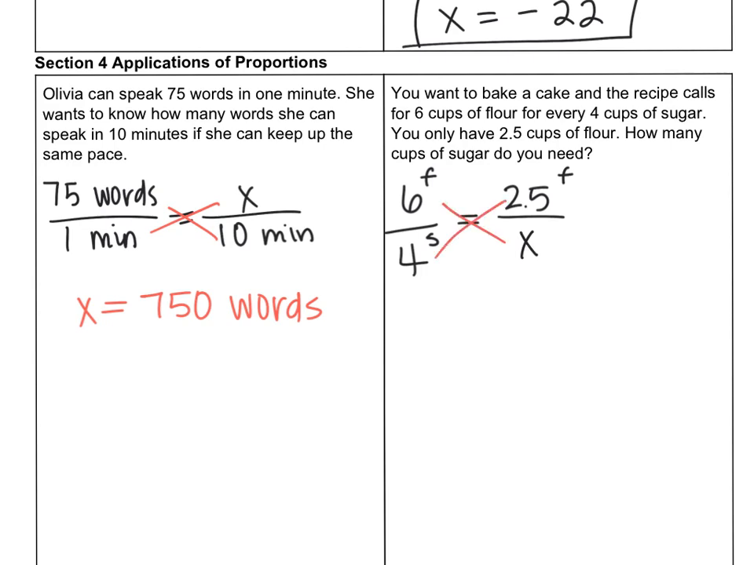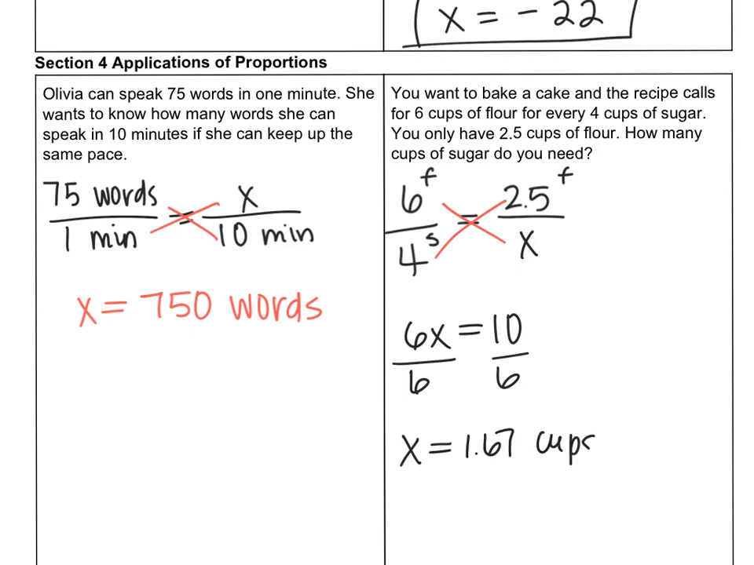I'm going to cross multiply. We're going to get 6x equals, and then 2.5 times 4 is 10. Divide by 6. And we're going to get x equals 1.67 cups of sugar.